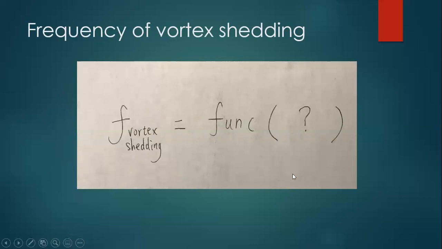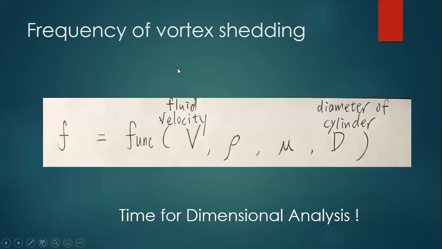So pause and ponder now. What do you think are the factors that can determine the frequency of vortex shedding? All right, it turns out that there are 4 factors, which are fluid velocity, fluid density, fluid viscosity, and the diameter of the cylinder, which is the obstacle in the fluid. So take a few minutes now to do a dimensional analysis on your own. We'll do it together afterwards.